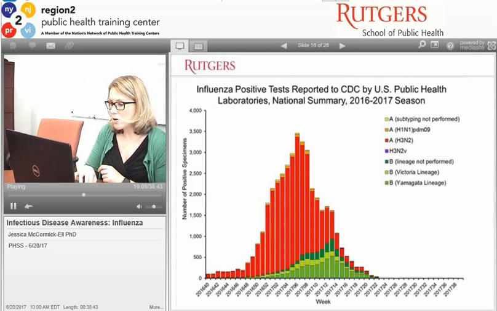You can see there is a small population of people who had the B strain lineage, which is more of the greens. All of the A's are in the reds and the oranges.